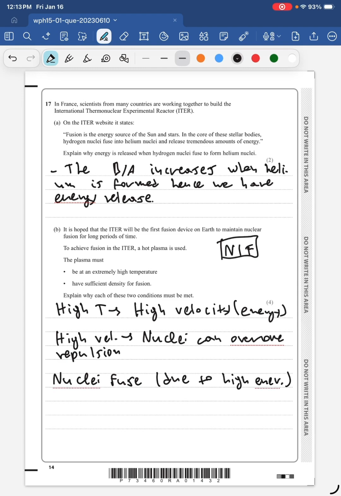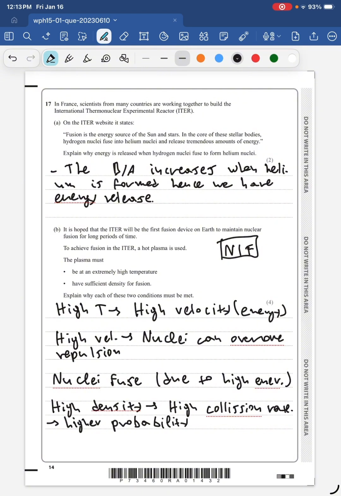Okay, and we have to comment on the high density. Okay, so high density leads to a high collision rate, which means a higher probability for fusion. Okay.